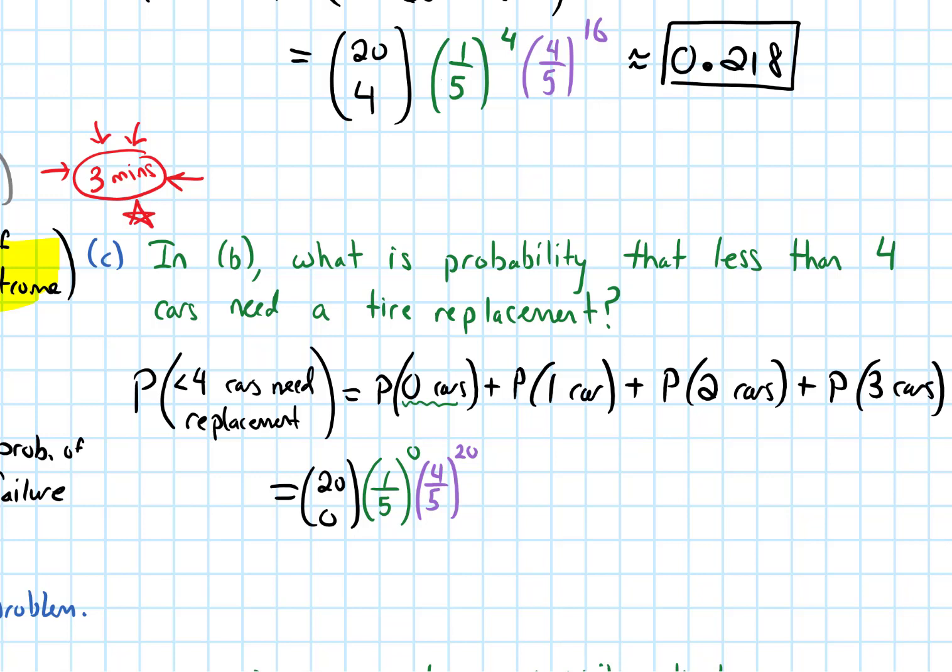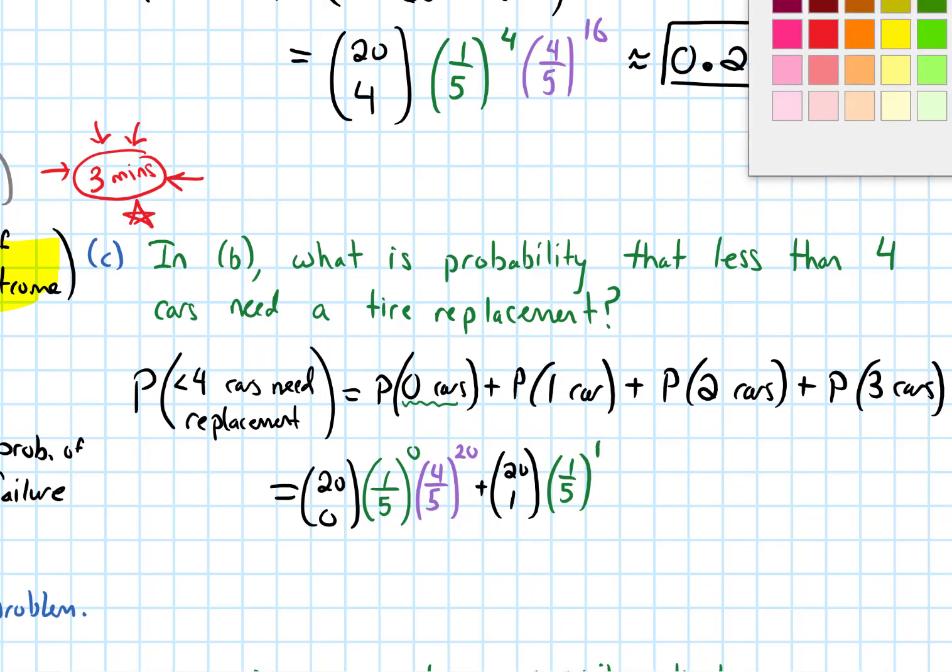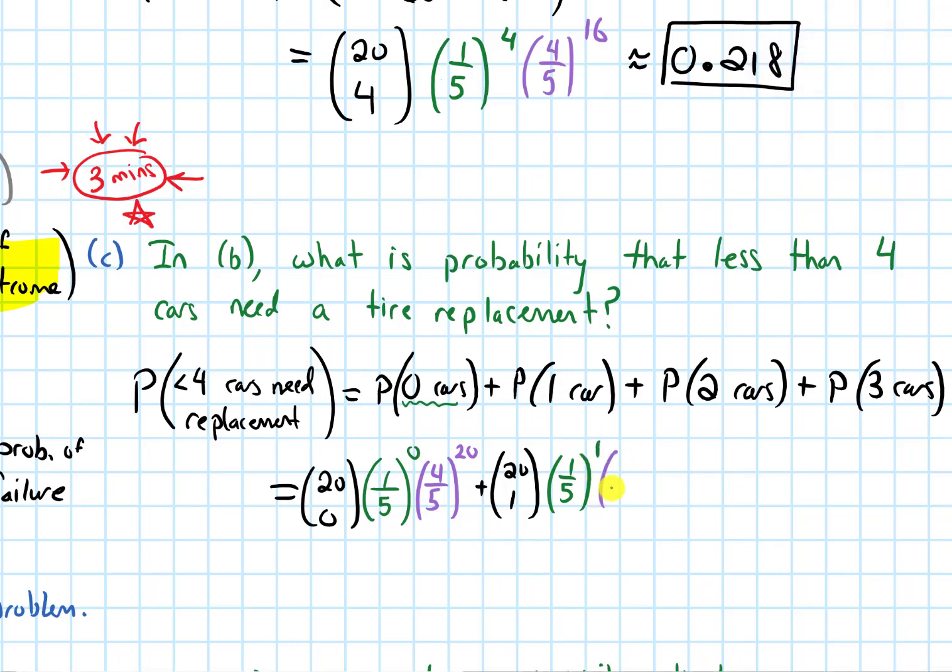All right, so let's keep going in this way. For the probability of 1 car, let's see, there's going to be 20 choose 1 ways to choose which one of those 20 cars needs the replacement. And then I multiply that by 1/5 to the 1, there's 1 car that will need a replacement. And then multiply that by 4/5 to the number of cars that don't need a replacement, which is going to be 19.